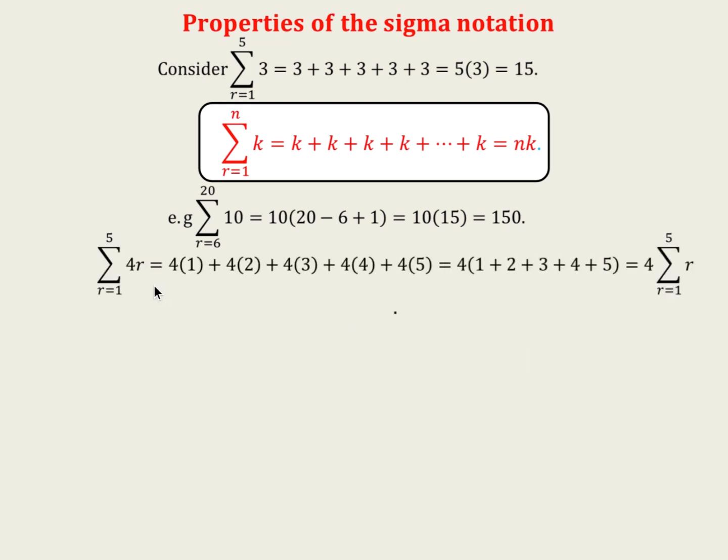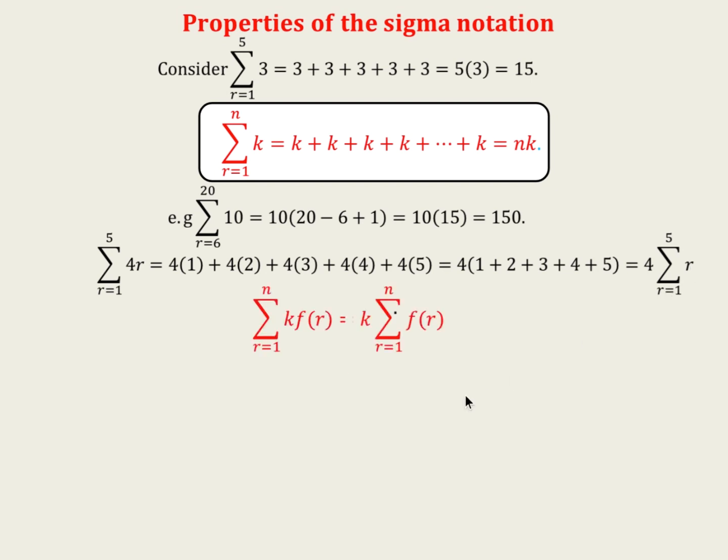Further, consider this other case: summation from r equals 1 to 5 of 4r. If we generate the terms, we get 4 times 1 plus 4 times 2 plus 4 times 3 plus 4 times 4 plus 4 times 5. We are summing the products of 4 and the consecutive integers from 1 to 5. We can notice that all the terms have a common factor of 4. We can factorize 4 to have 4 times (1 plus 2 plus 3 plus 4 plus 5). And this can then be written as 4 times the summation from r equals 1 to 5 of r.